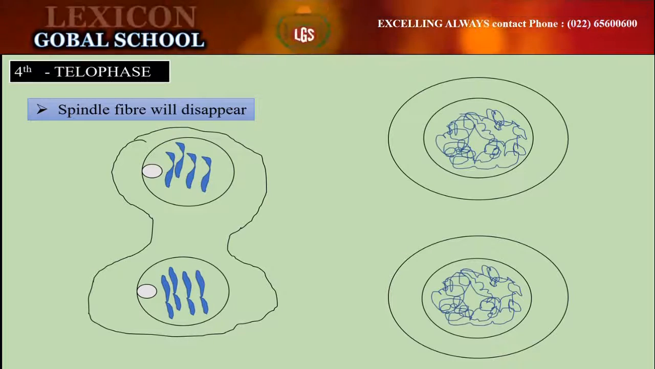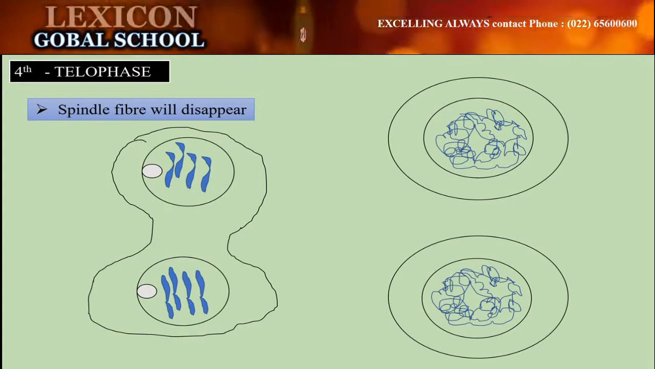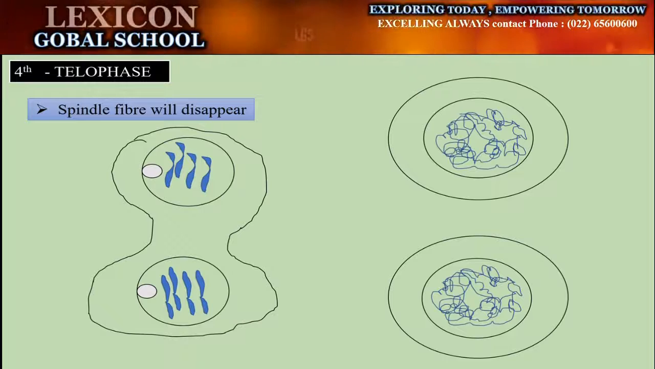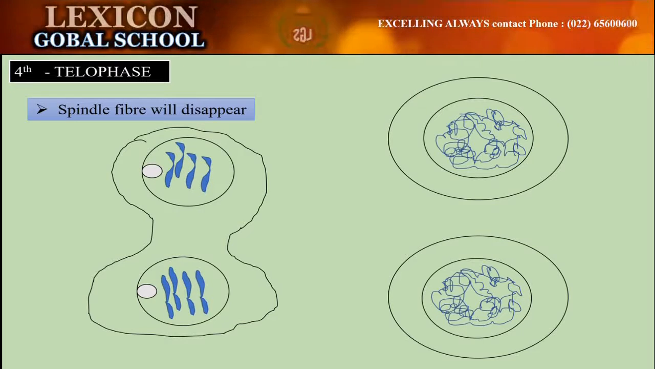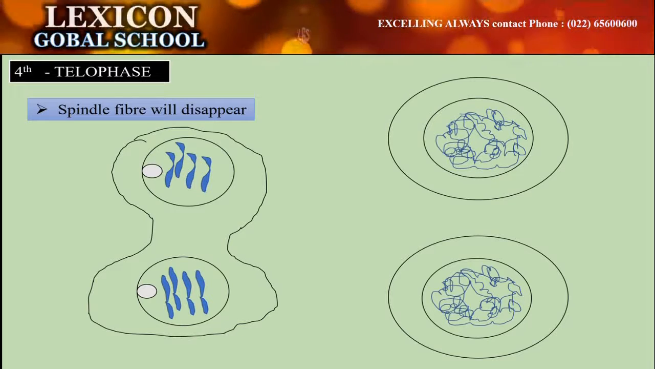So when the chromosomes are separated, they again uncondense and come to their normal form, that is the chromatin fiber. So at the end of mitosis, what did we learn? We get two daughter cells, and these are the two daughter cells that we get.